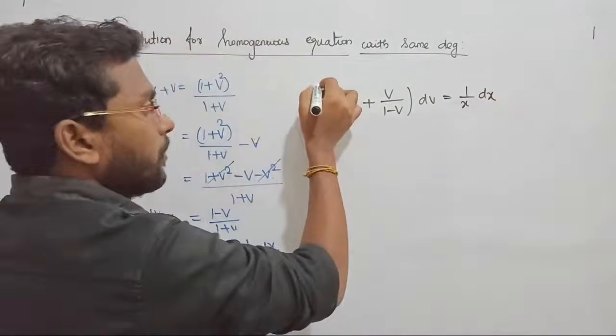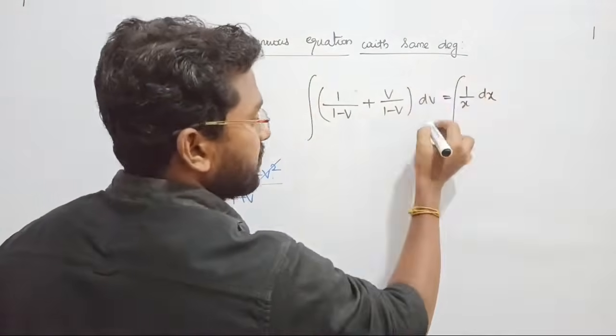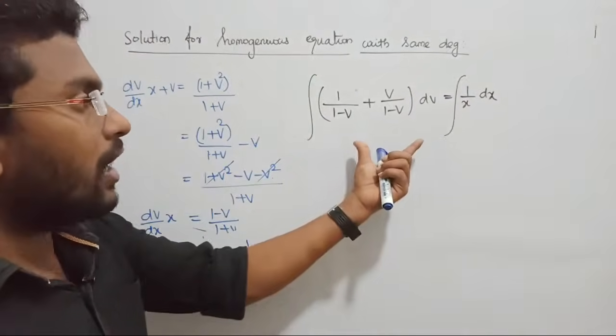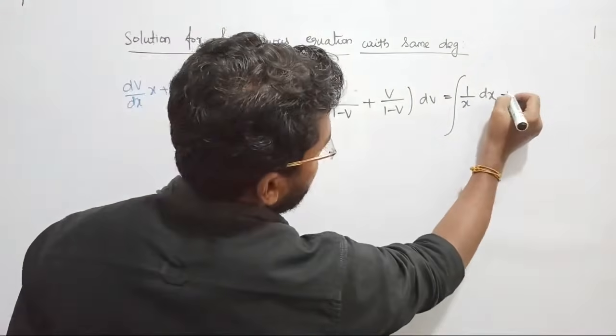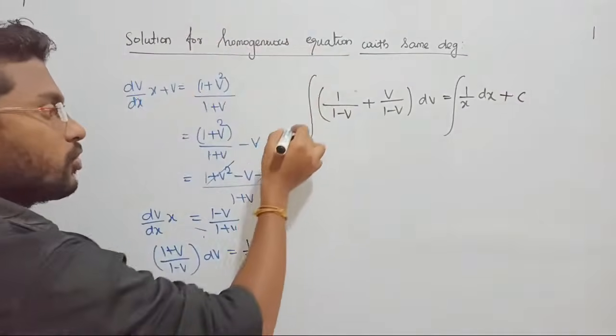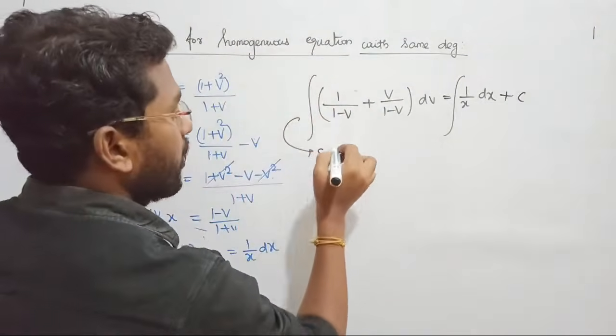See there, just by taking integration on both sides, because all v terms have been segregated together and the x terms have been segregated. Now you can simply take the integration and put the solution for this. Clear? So what is the conclusion here?